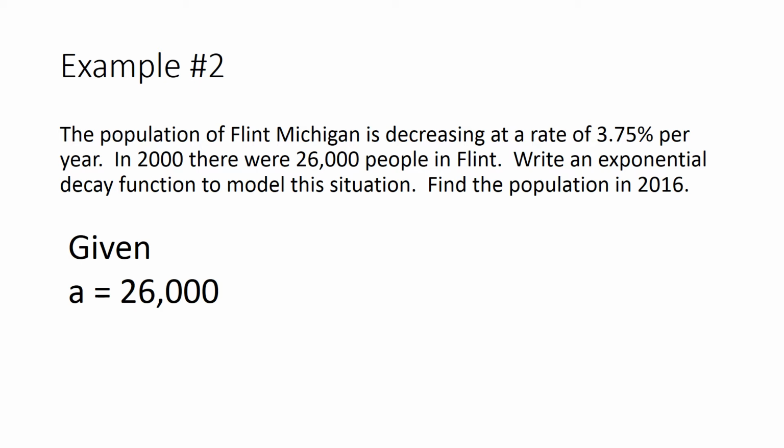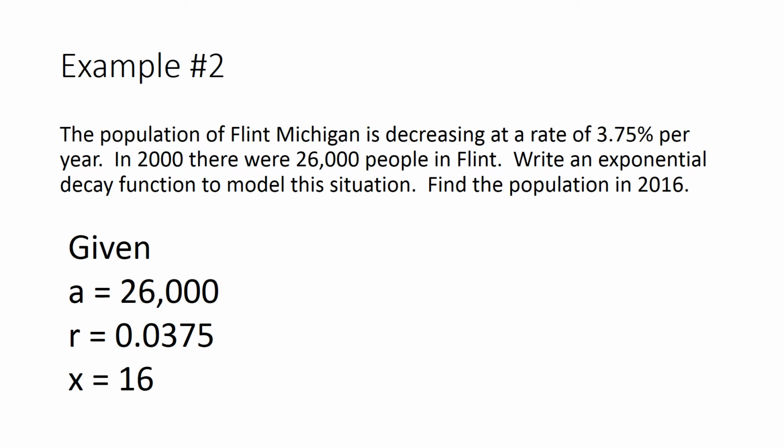Our rate at which it's decreasing is 3.75%, but remember we have to move the decimal 2 places to the left, and that's going to give us 0.0375. Now for our time, we're going to have to figure out the time here because we're told what it is in 2000 and we're trying to figure out what it is in 2016. So our time here is actually going to be 16 years. It's the difference between the two.